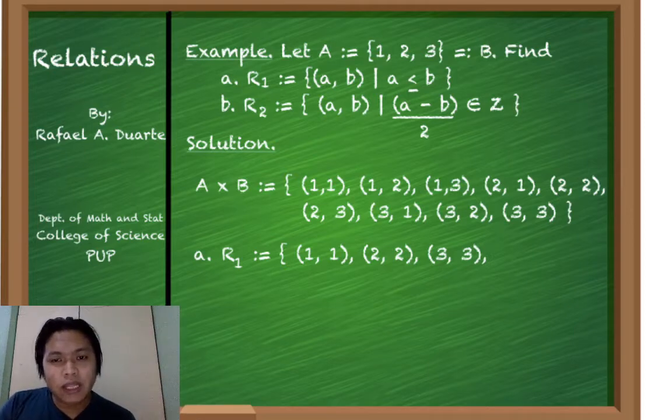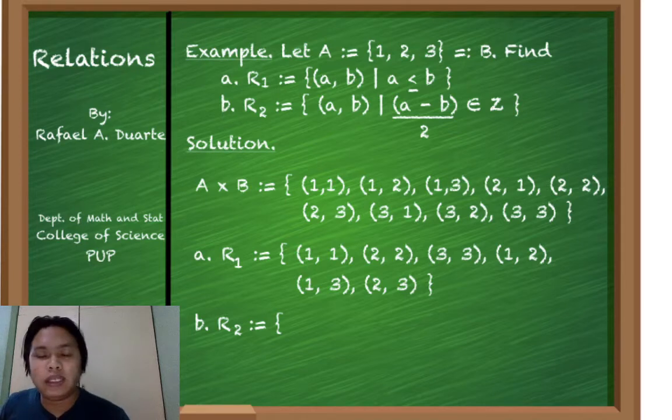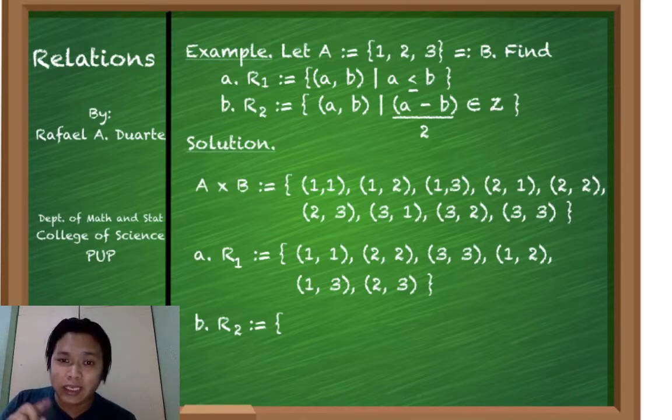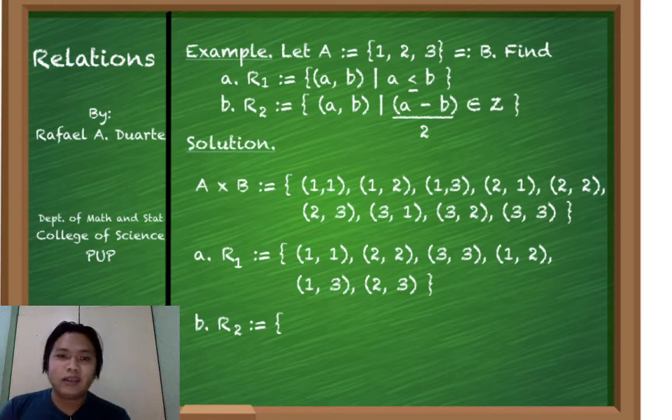So, ngayon na lang, hanapin na lang natin yung mga mas mababa si A kay B. Ano ba yon? Yung 1, 2, yung 1, 3, tsaka 2, 3. Sakto, kasi yung 2, 1 hindi kasama, yung 3, 1, tsaka 3, 2 hindi kasama, kasi mas malaki si A kay B. So, that's how you get your relation.